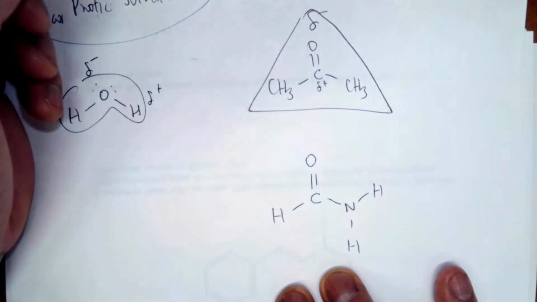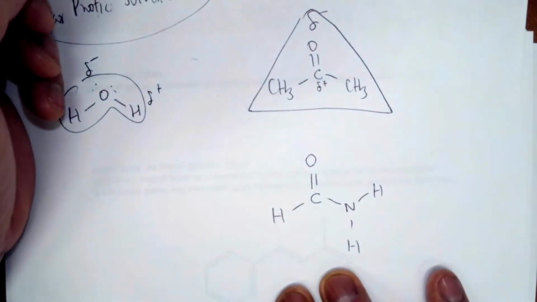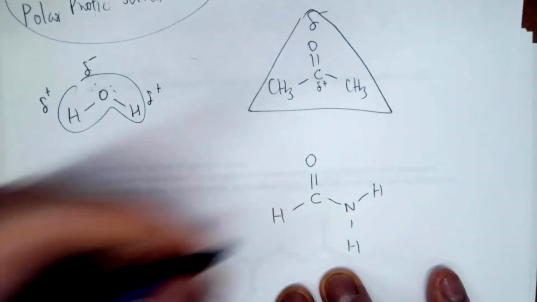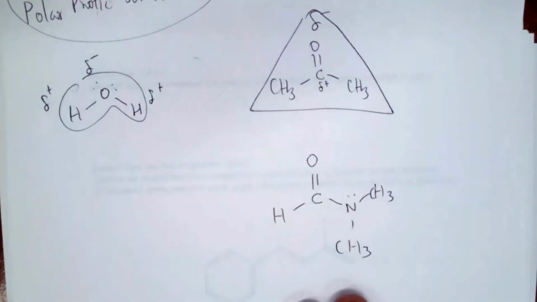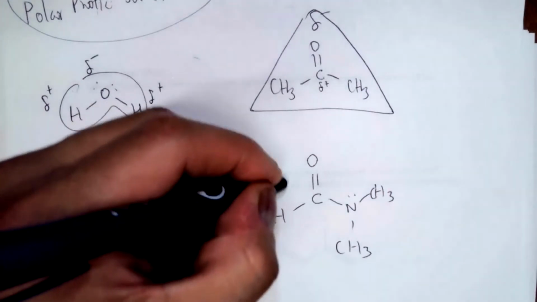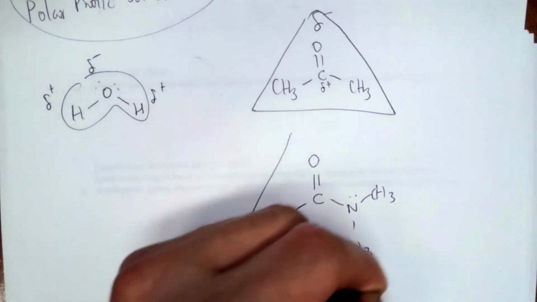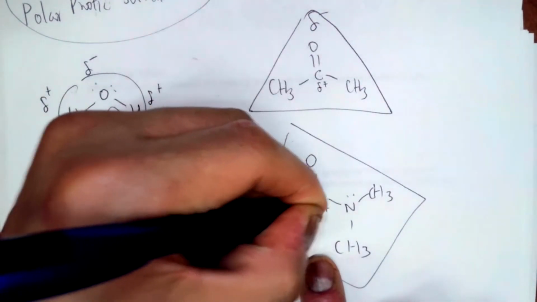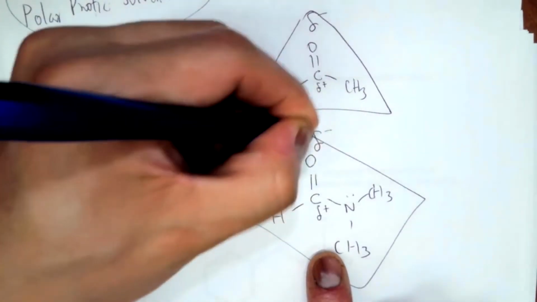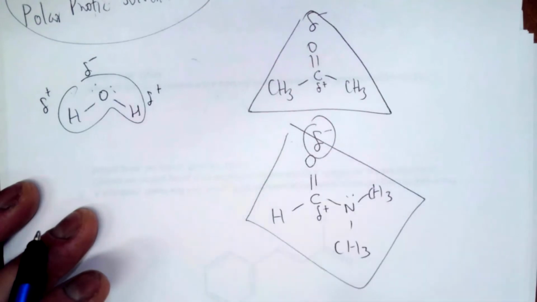This is formamide. Yeah, this is DMF. Oh, dimethyl, my bad. Okay. If you look at this molecule, where is the delta plus? The delta plus is also inside. The delta minus is on the outside.